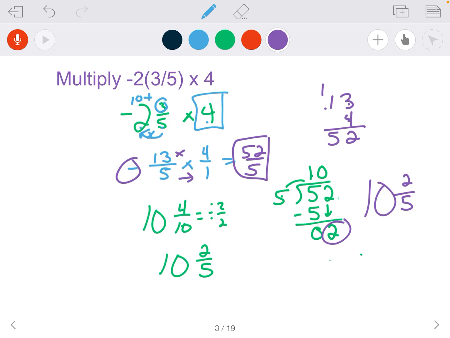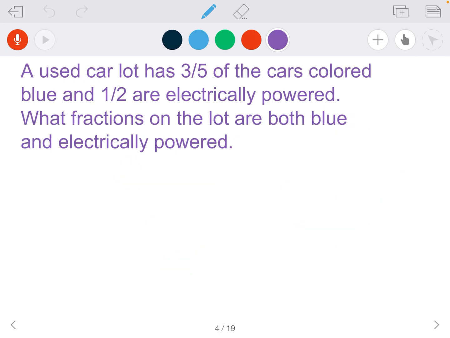Pause this while you're taking your test, do your work, come back to it if you need it. So here's a word problem that is going to be similar to the one you have on your test. A used car lot has 3/5 of the cars colored blue. 1/2 are electronically powered.